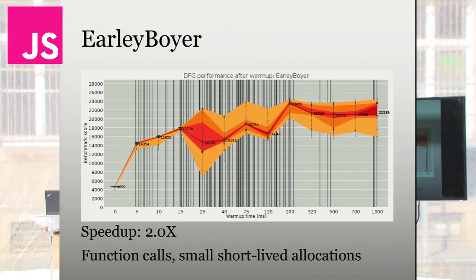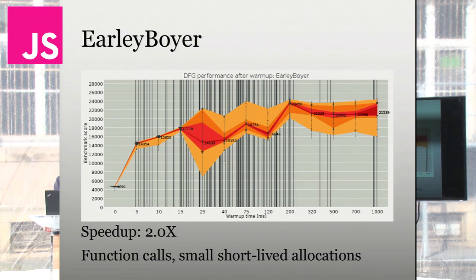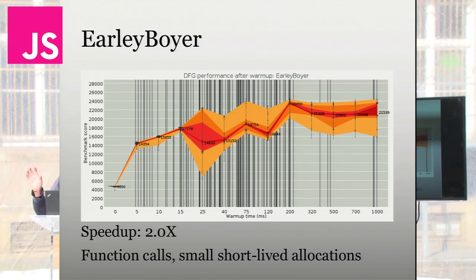Early Boyer. Again, we see a lot of paint because we see a lot of short-term allocations. These are two benchmarks that were translated from Scheme, actually, by an automatic translator, by the same fellow that does the Dart to JavaScript translator, incidentally. And so what we see are a lot of calls to small functions and a lot of allocation of short-lived objects. So this is something that a generational collector will do really awesome on.